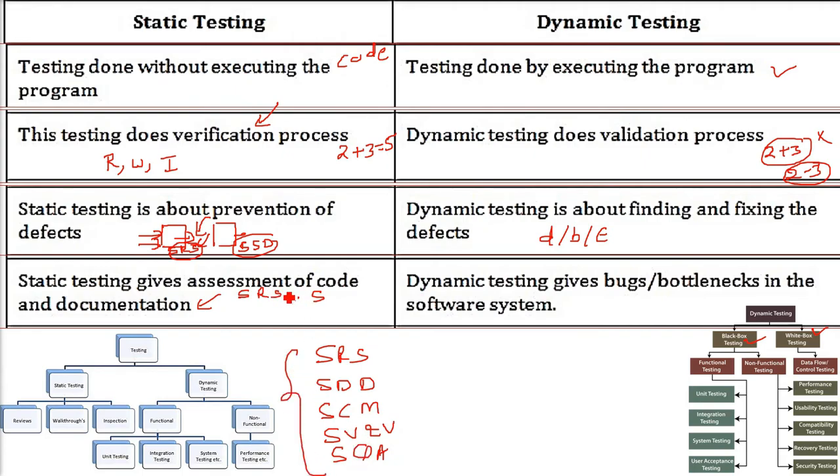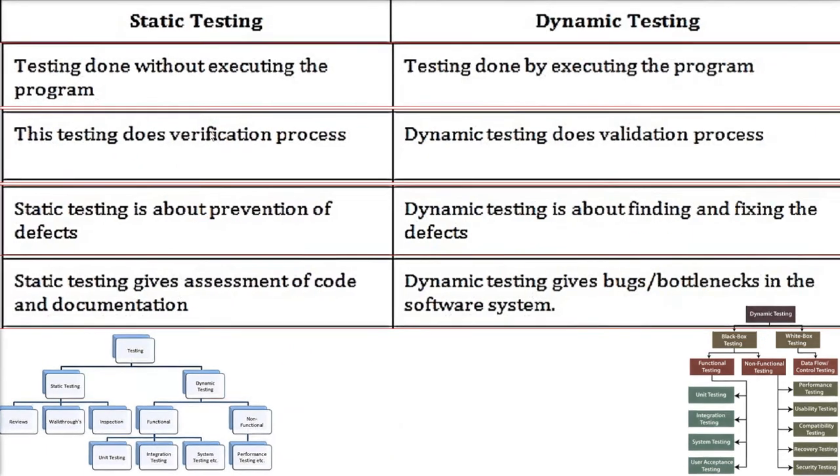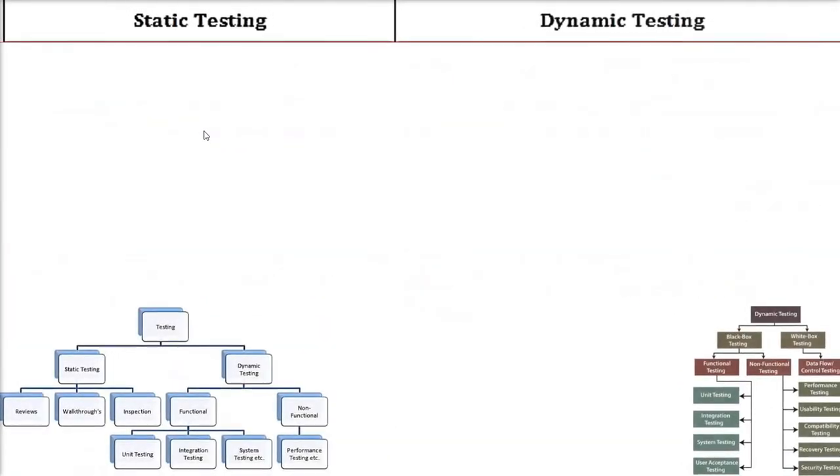And apart from them, the deliverables also have to be checked. That is done in static testing. The dynamic testing gives bugs and bottlenecks in the software system. That is, when you run it, then you come up with the problems and then you try to find them out, either way, black box or white box.